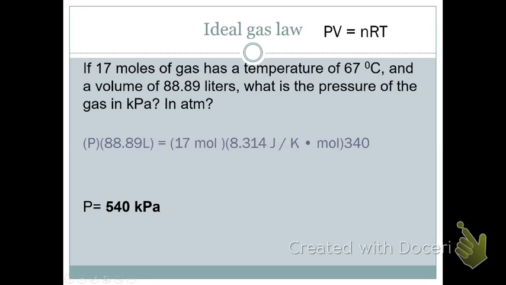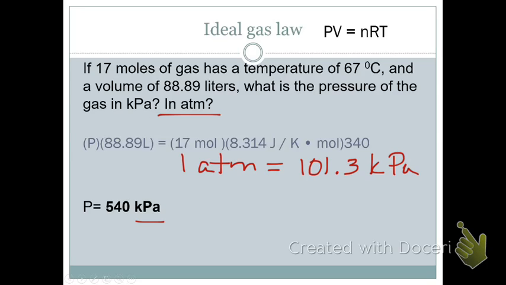Now, I know that I have 540 kilopascals. I also need to know it in atmospheres. I already know that 1 atmosphere is the same as 101.3 kilopascals, because that's my standard, right? So I can take my 540 kilopascals and multiply that by 1 atmosphere for every 101.3 kilopascals.